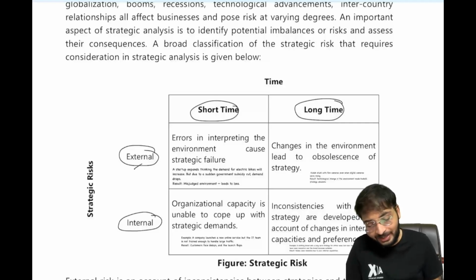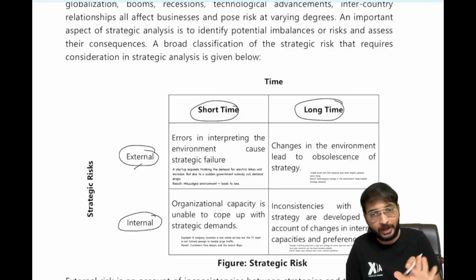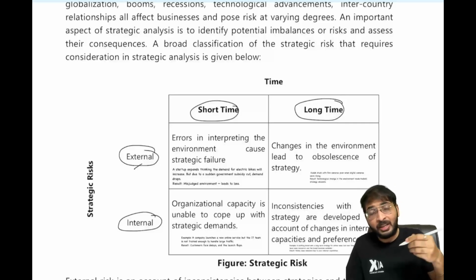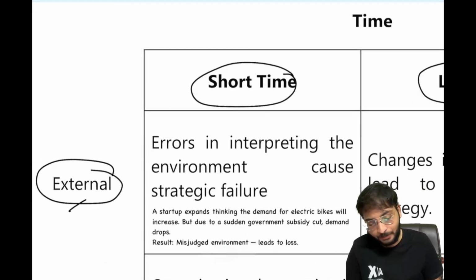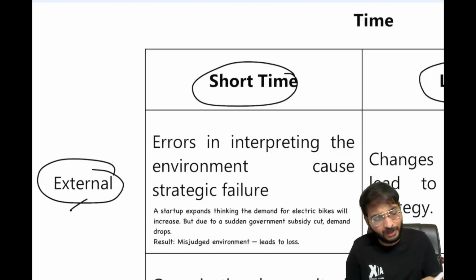Now, external, is it in your hand? No, right? It is something related to the outside world. Internal is something within your organization. So what is the first? Short time, which means earlier, like only for 3 months, 4 months, 6 months, 1 year, and it is external. Again, this is not in your hand.